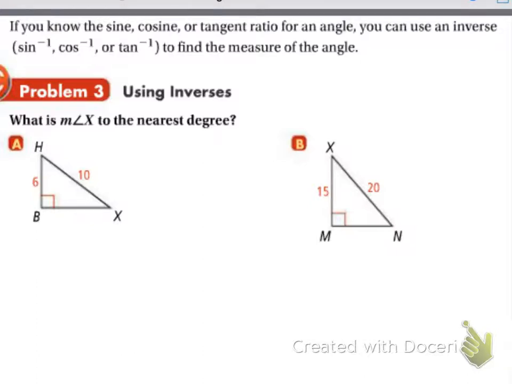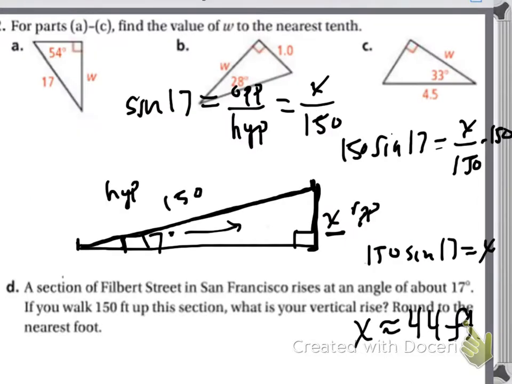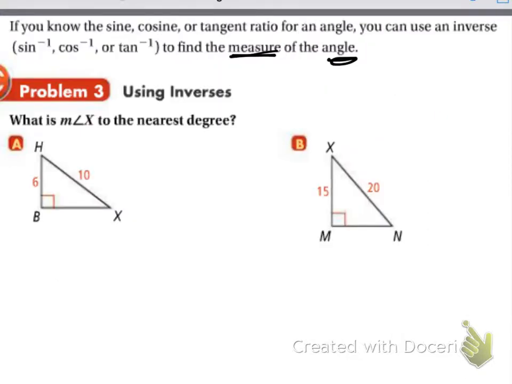Alright, so if you know the sine, cosine, and tangent ratio for an angle, you can use an inverse sine, inverse cosine, or inverse tan to find the measure of an angle. So now we're going to use trig to find angle measures here. Here we were finding side lengths, here angle measures. So we want to find what is the measure of angle x to the nearest degree.